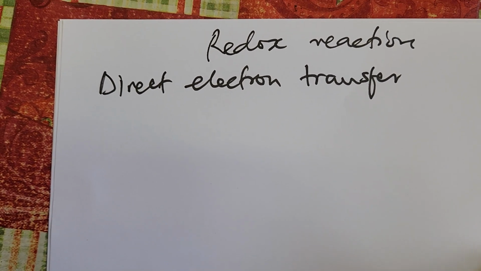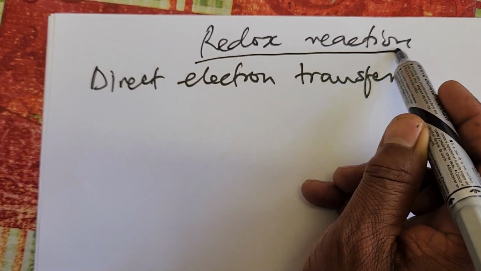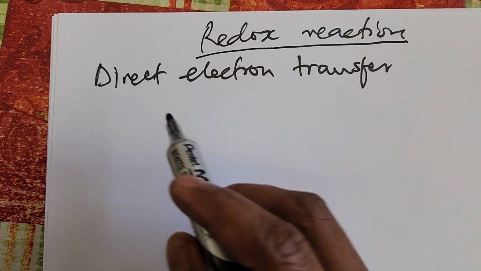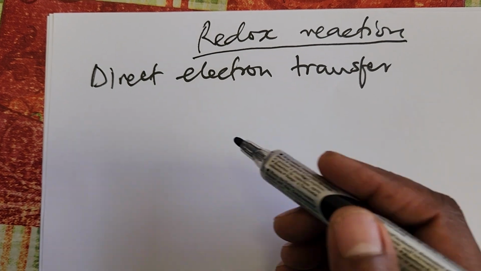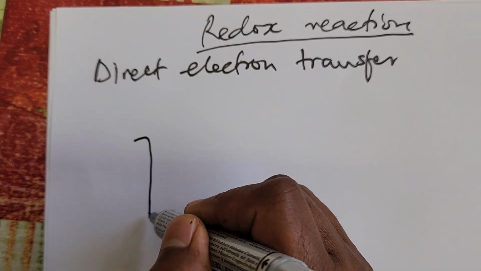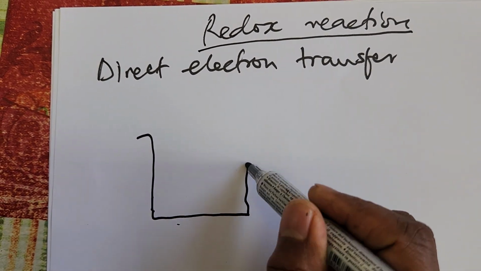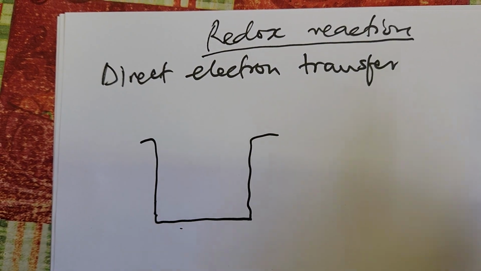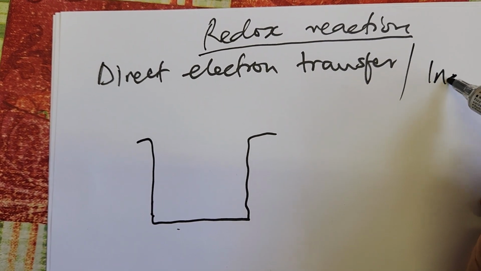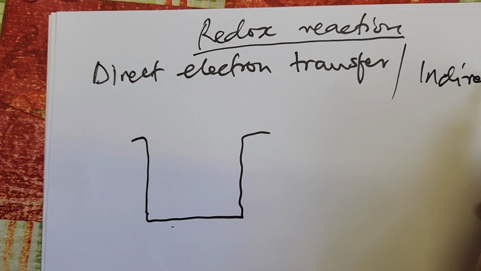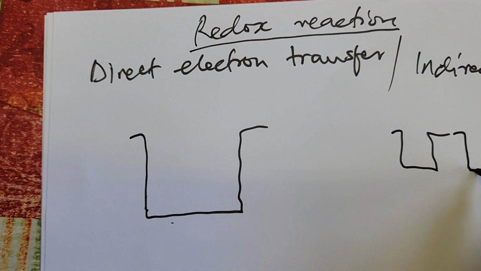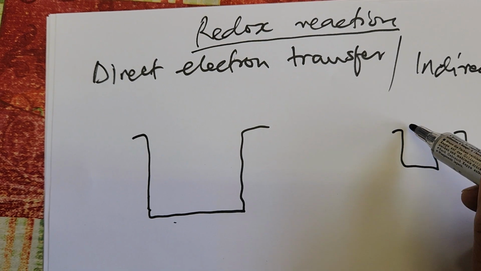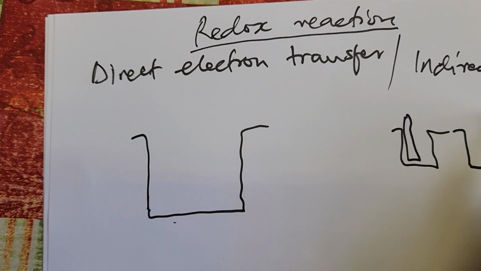Welcome back. We are now again in the redox reaction. We continue. The direct electron transfer means that the electrons move from one substance directly to another substance, whereas the indirect one is where we use a salt bridge or cables to connect the two half cells.